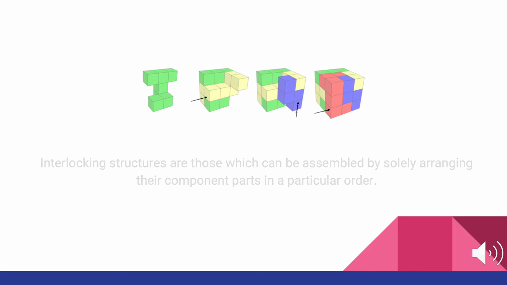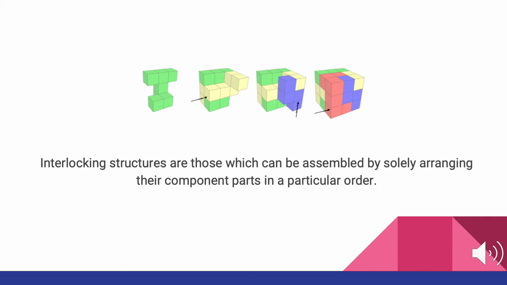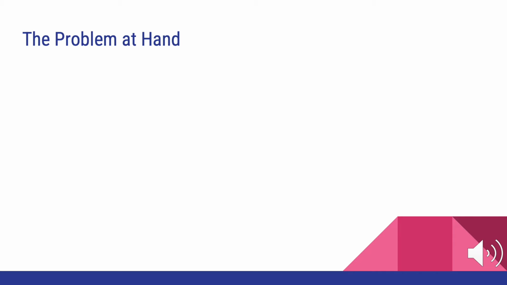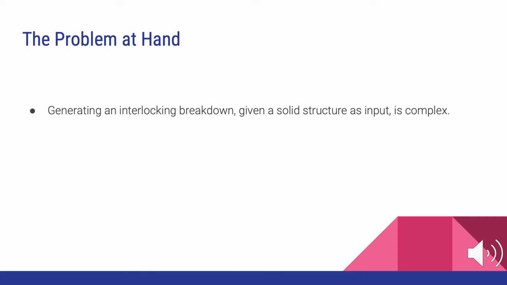As you can see, interlocking structures are those which can be assembled by solely arranging their component parts in a particular order. However, this can be tricky. This is because generating an interlocking breakdown is a very complicated task.